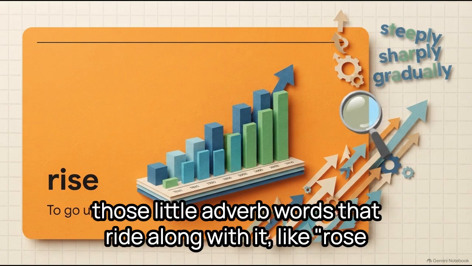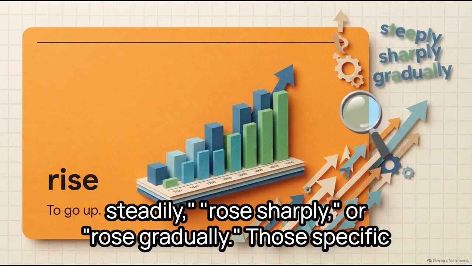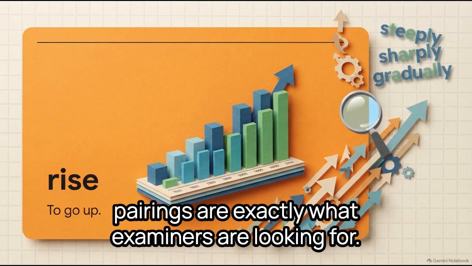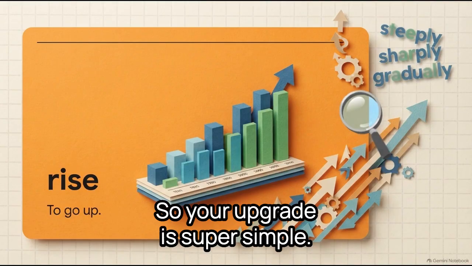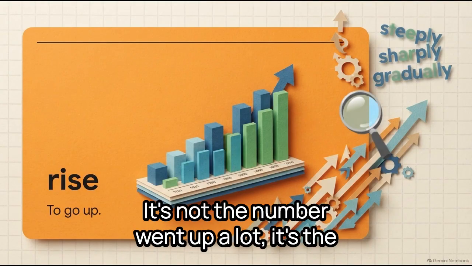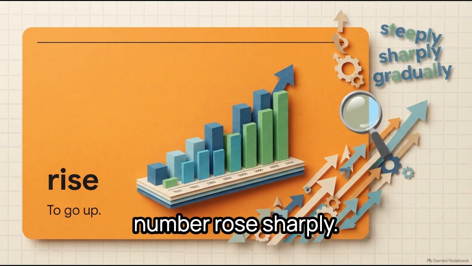Notice those little adverb words that ride along with it, like rose steadily, rose sharply, or rose gradually. Those specific pairings are exactly what examiners are looking for. So your upgrade is super simple. It's not the number went up a lot, it's the number rose sharply.